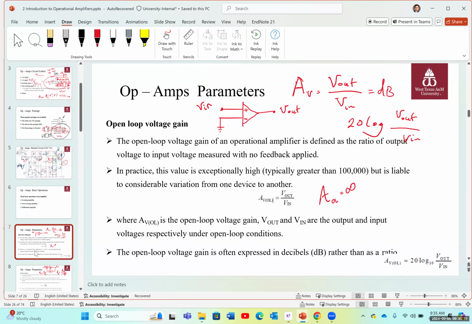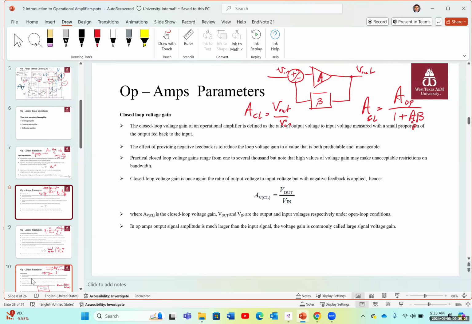We had the open loop voltage gain, which is infinite or very high in practice. Ideally, it should be infinite, which is the ratio of the output voltage to the input voltage. And then we had the closed loop gain, which is the controlled gain when we give feedback to the system. Usually that one is also pretty high, but much less than the open loop gain.